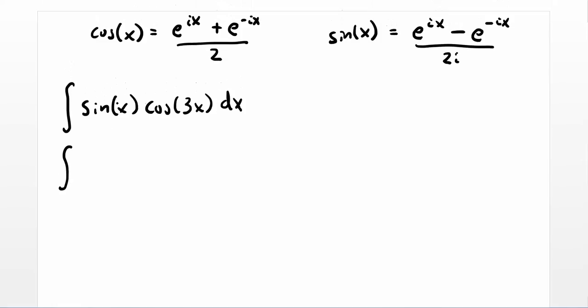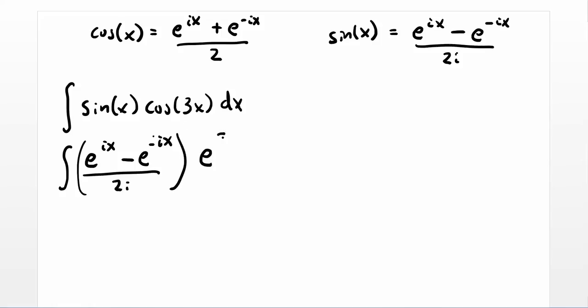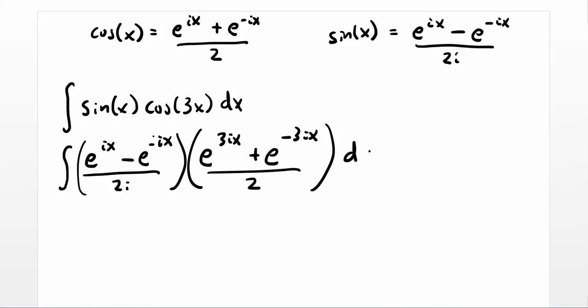rewriting sine x as e to the ix minus e to the negative ix over 2i. Cosine of 3x becomes e to the 3ix. Notice that instead of x we had 3x, so everywhere you see x you just write a 3x instead, plus e to the negative 3ix, over 2 dx. Now, the bottoms you can pull out in front, so 2 times 2i becomes 1 over 4i.